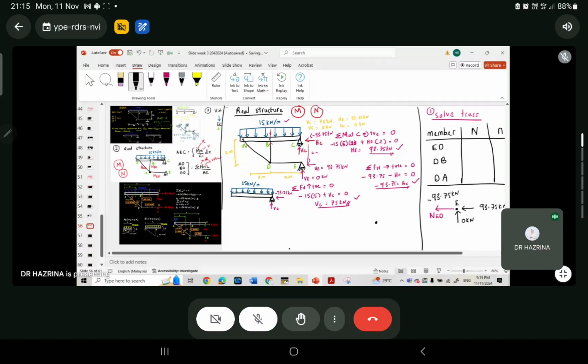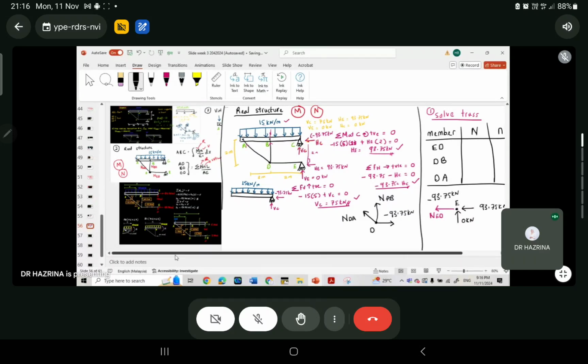So bila you dah dapat, you pun boleh buat untuk joint D. Okay, so untuk joint D, what you have? Here you ada negative 93.75 kilonewton, and then you ada here NDB, and then you have here your NDA. So with all this, you can find what is your NDB and your NDA. Alright, so you guna macam method of joints biasalah. So this is your D. So dalam case ni, then you dapatlah what is your D.